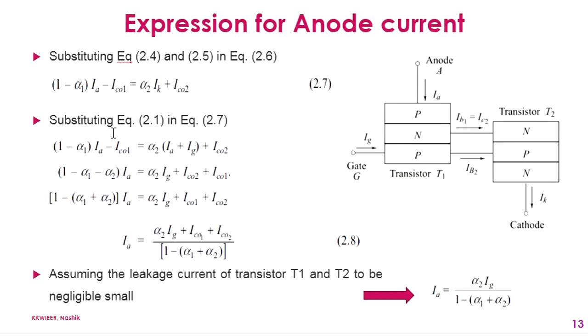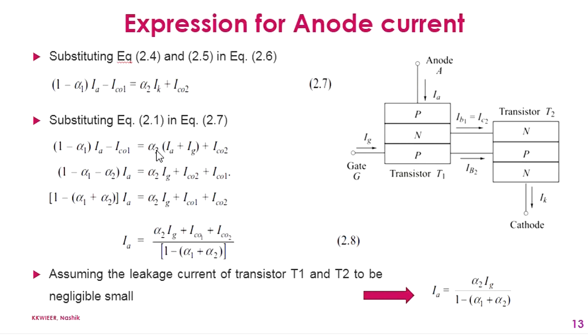Now substituting equation 2.1 in 2.7. What was equation 2.1? You can refer to the previous slide. It is the cathode current: the total current IK is the summation of IA and IG, the anode current and gate current. So I'm substituting the value of IK as IA plus IG.